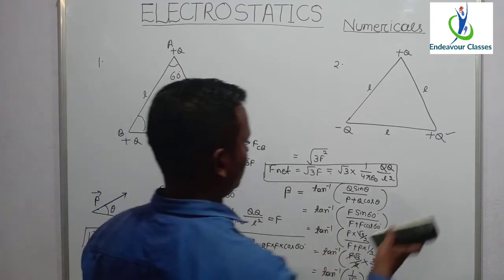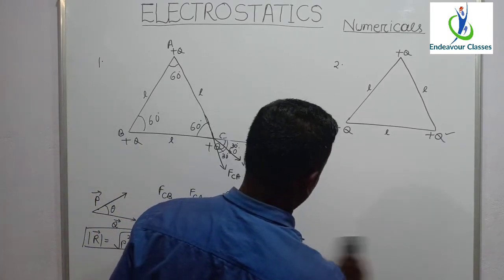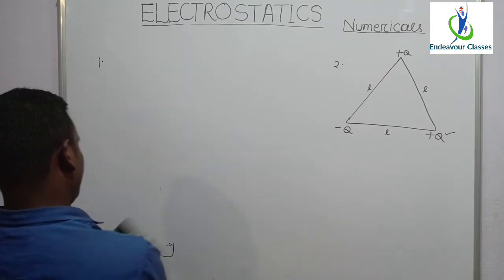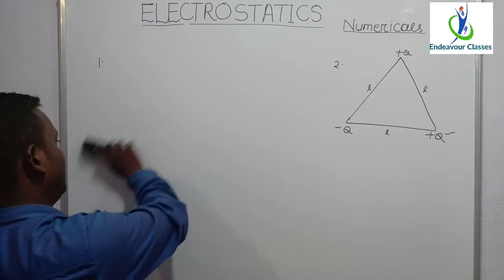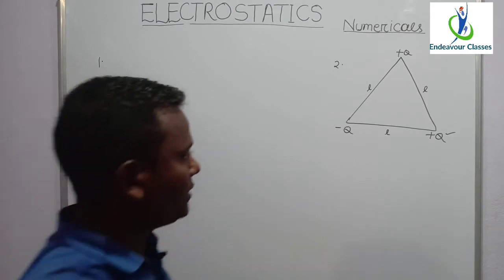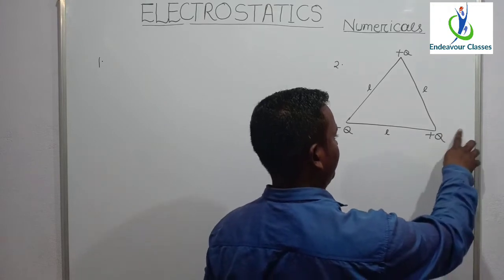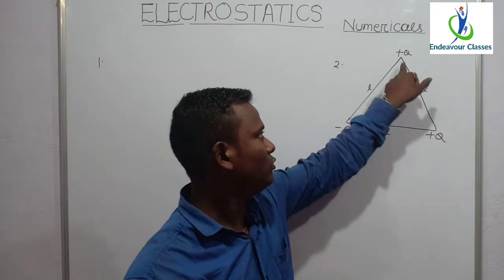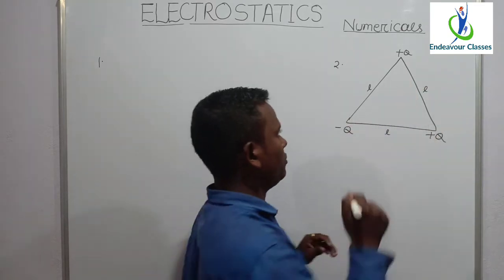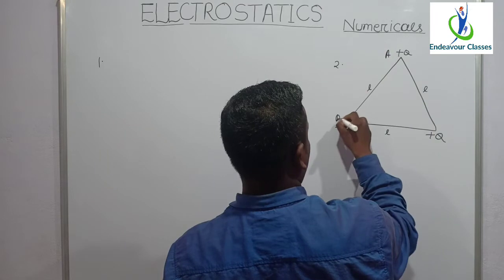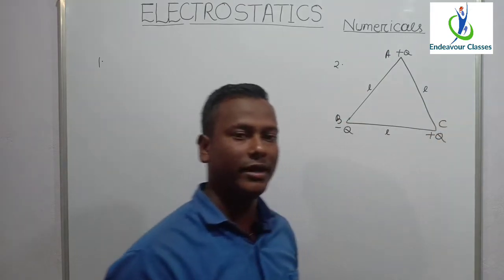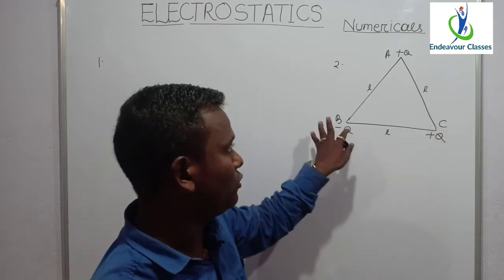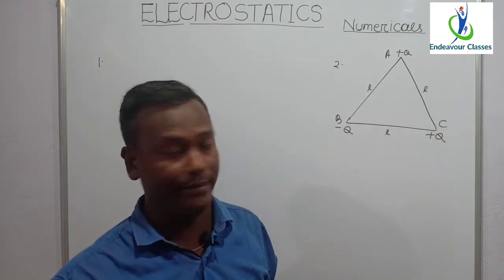Now proceeding to the next question, that is question number 2. In question number 2, the condition is somewhat like question number 1, but only the sign of the charges is different, and we have to find out the net force on this plus Q due to the rest two charges. So again, let the triangle be ABC. So we have to find out the net force on the charged particle plus Q located at the corner C due to the rest two charges located at A and B.